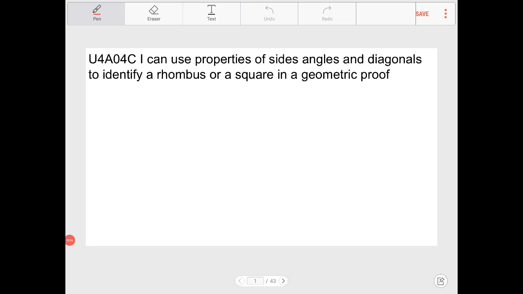By the end of the lesson, you should be able to say I can use properties of sides, angles, and diagonals to identify a rhombus or square in a geometric proof. So let's take a look at our first proof related to rhombus and squares.